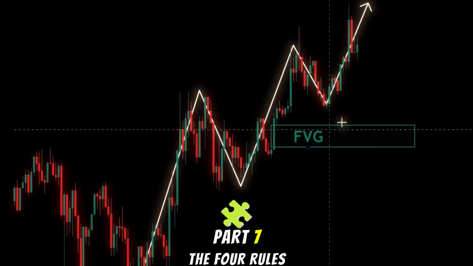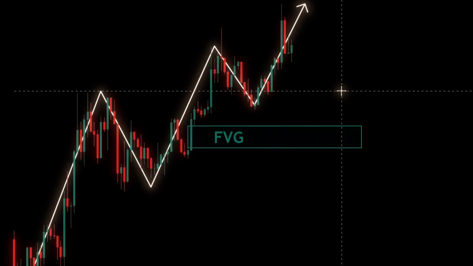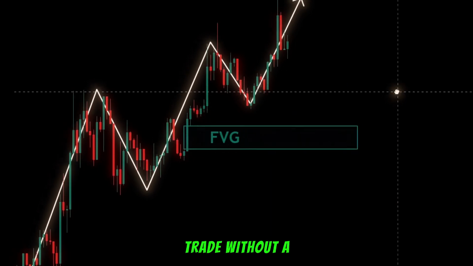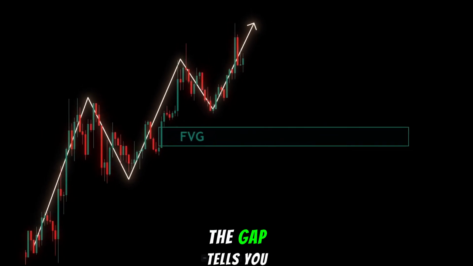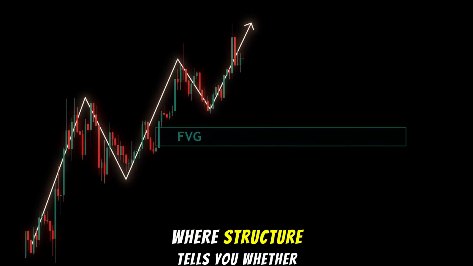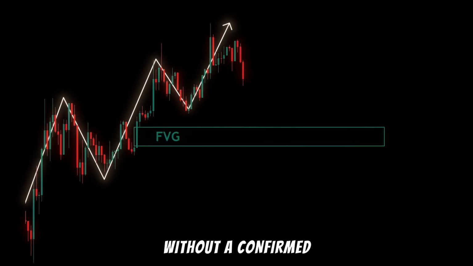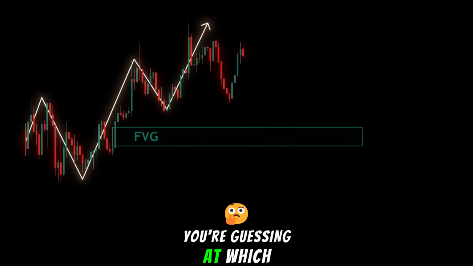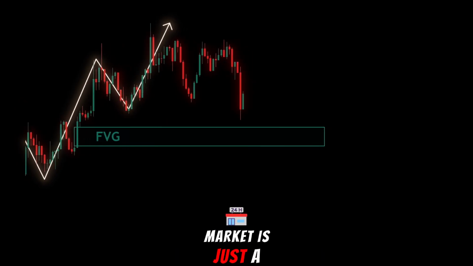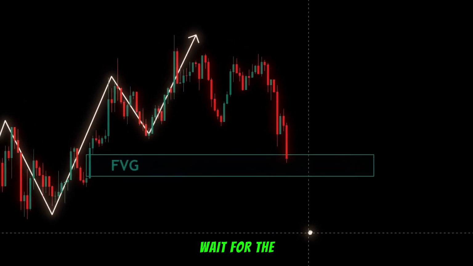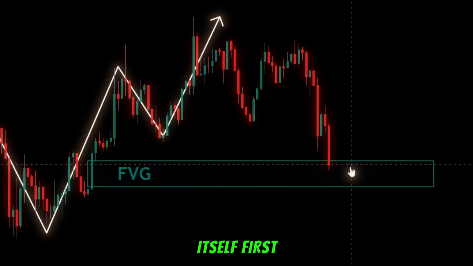Part 7. The 4 rules. Rule 1. No trade without a break of structure or a change of character. The gap tells you where. Structure tells you whether. Without a confirmed shift, you're guessing at which direction the imbalance will resolve, and a gap in a range-bound market is just a colored box. Wait for the market to declare itself first.